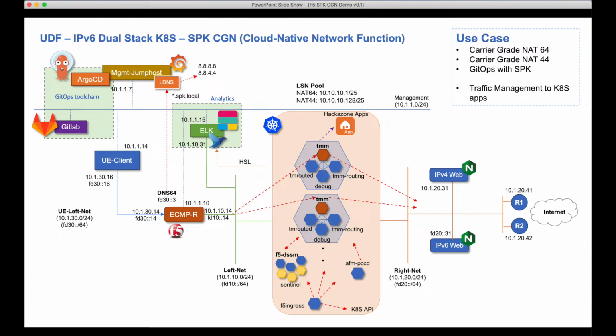Hi, welcome to another Service Proxy for Kubernetes Cloud Native Network Functions demo. In this demo, I'm going to demonstrate NAT64 and NAT44.